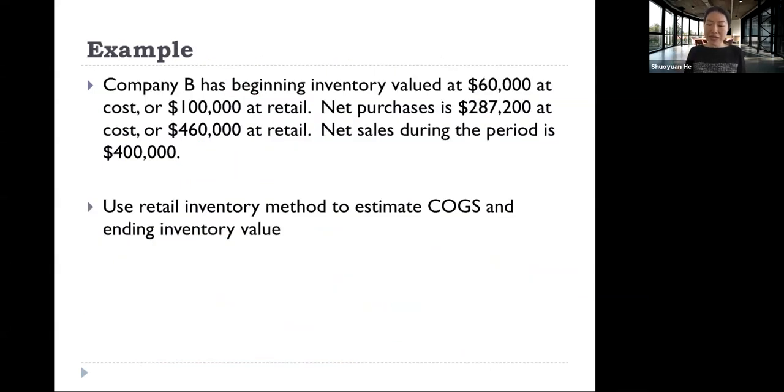So firm B has beginning inventory valued at 60,000 at cost or 100,000 at retail. Net purchase is 287,200 at cost or 460,000 at retail. Net sales during the period is 400,000. Using retail inventory method, what is our estimated cost of goods sold and cost of the ending inventory? So please take 5 minutes, look at this example, and you can pause your video for now.